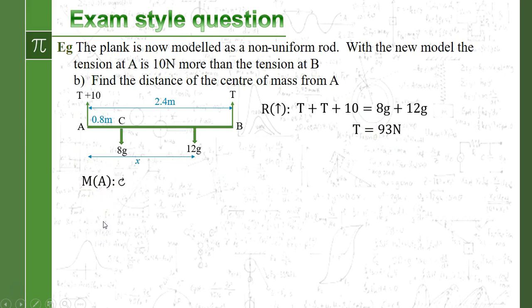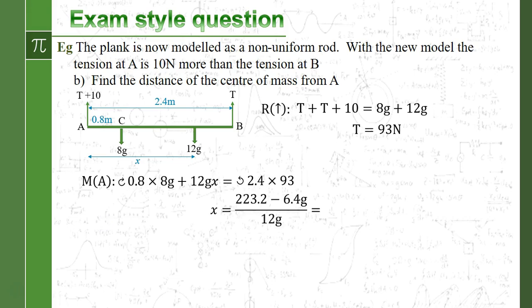And again, clockwise, here we go. We've got the 8g times the 0.8 plus the 12g times x. And that's going to equal the anti-clockwise moment, which is going to be the 2.4 times 93. And there you can see an equation we've just got to solve in terms of x. So that leads us to x equals 1.36 metres. And that's that bit done and sorted.